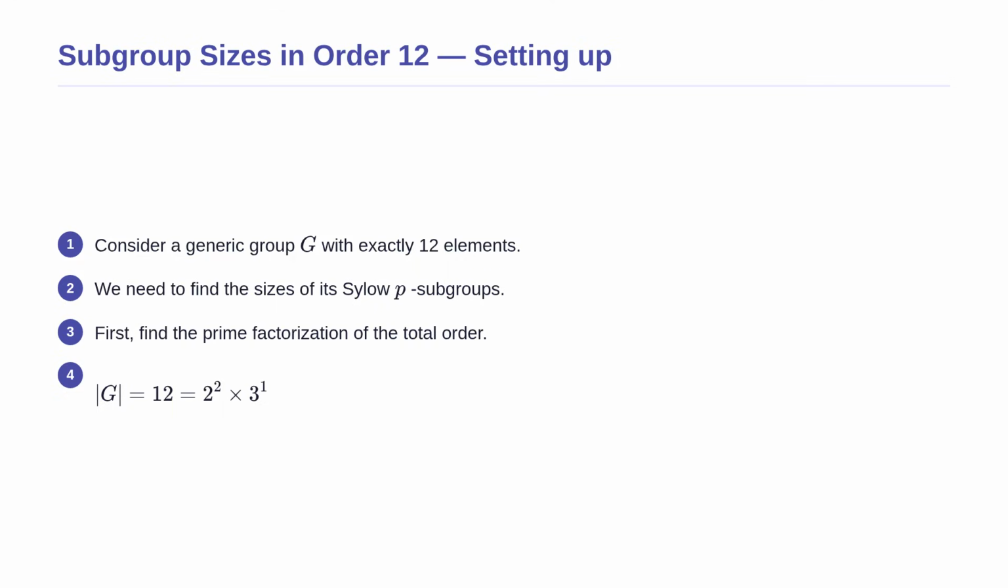We start by writing the total size of the group, which is 12. We then factor 12 into prime numbers, resulting in 2 squared multiplied by 3 to the first power. This shows us that the group size is built from two distinct prime numbers, 2 and 3.